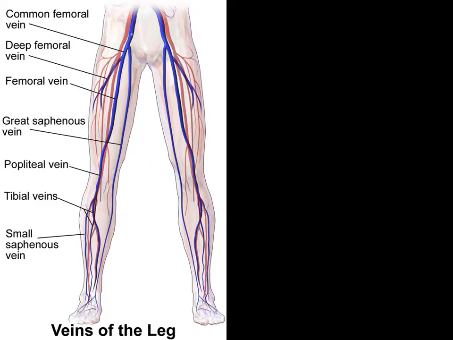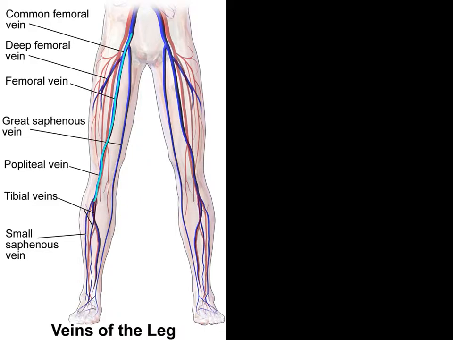So really we're going to start proximally at the common femoral vein, and the first branch is going to be the greater saphenous, and then the deep femoral vein. And we can follow all the way down the leg into the popliteal vein and the popliteal fossa, where it trifurcates into the calf veins.